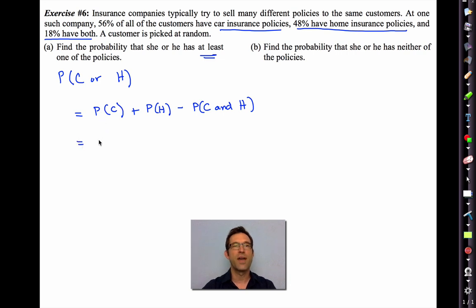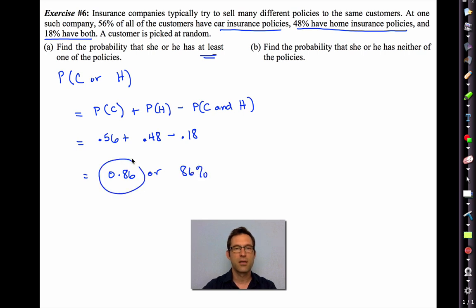So the probability that they have car insurance is 0.56. I like working with the decimals here. Home insurance, 0.48. Both of them, 0.18. And that ends up being 0.86 or 86%. All right. Letter B says, find the probability that she has neither of the policies. So doesn't have car insurance and doesn't have home insurance. What would that probability be?